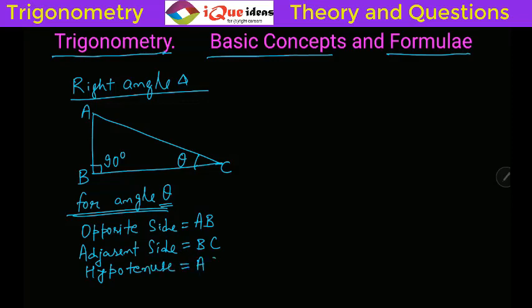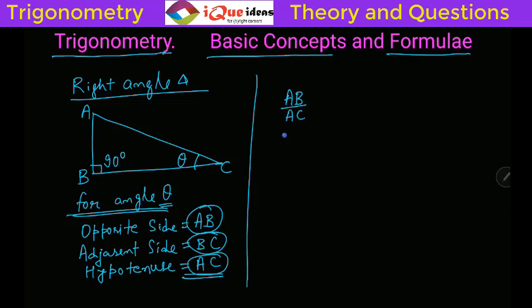Hypotenuse is AC, right? Now, using three items, this AB, BC and AC, we can create various ratios of AB, BC and AC. Let's say, for example, AB by AC, this is one of the ratios. BC by AC, this is another ratio. Similarly, we have AB by BC, another ratio. We can also take AC by AB. We can also take AC by BC, and we can also take BC by AB.